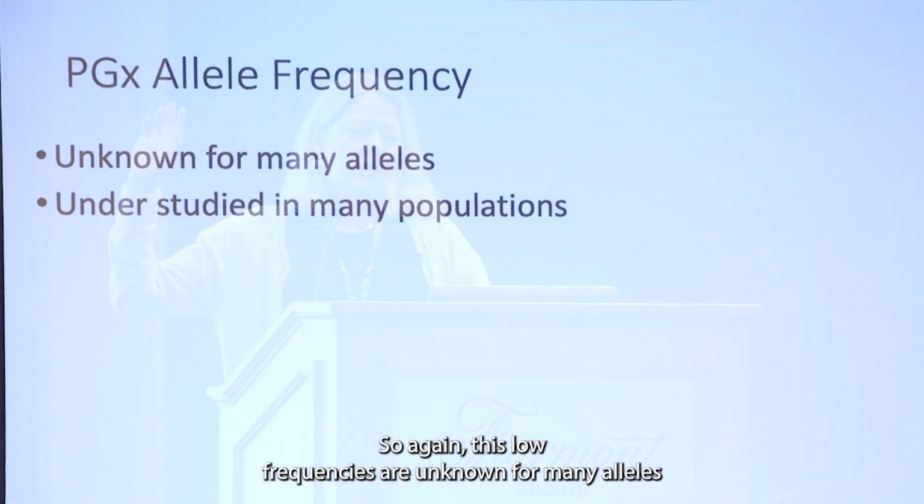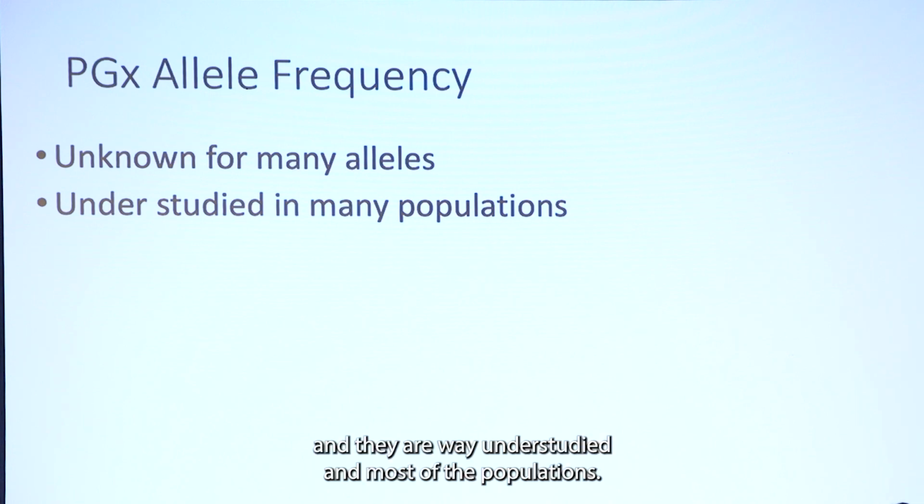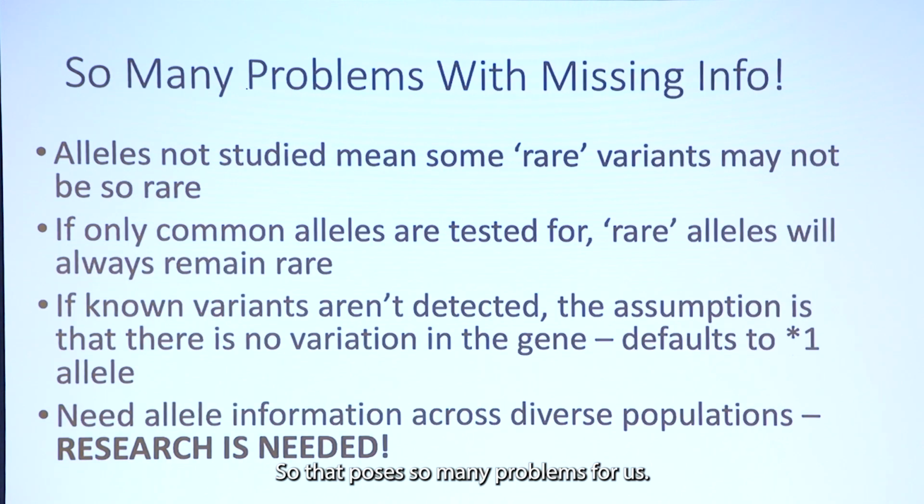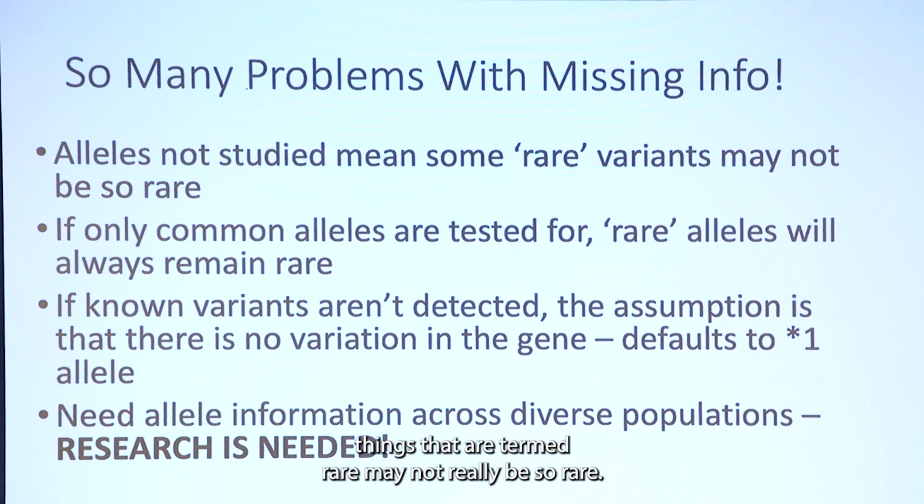So, again, these allele frequencies are unknown for many alleles, and they are way understudied in most of the populations. So that poses so many problems for us, right? Alleles not studied means things that are termed rare may not really be so rare. You just aren't looking for them. If you never test for them, you're never going to find them, and they're always going to be rare to you, right? And if we say, oh, it's rare, I'm not going to test for it, it's circular. You're never going to get there.